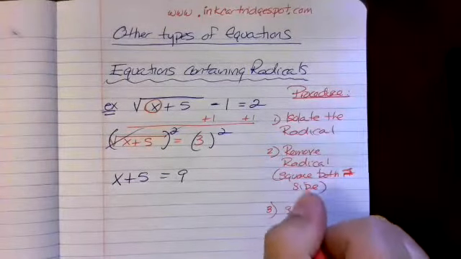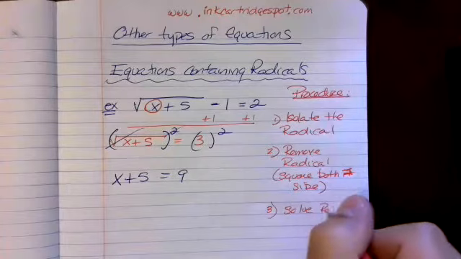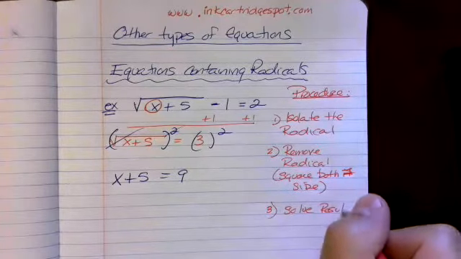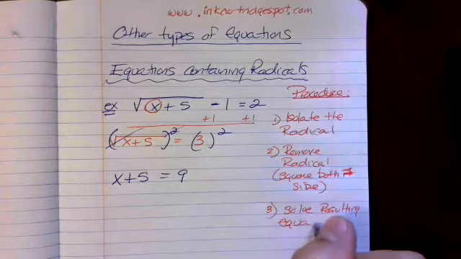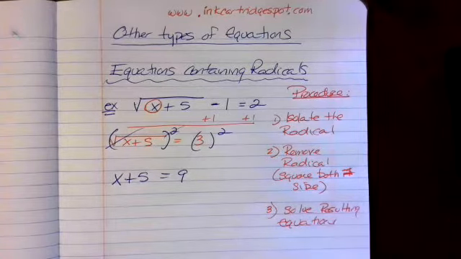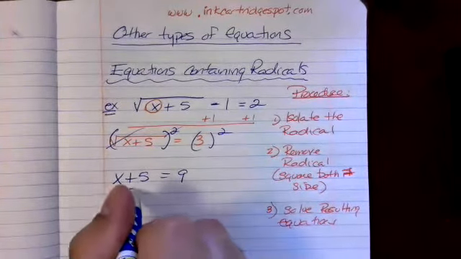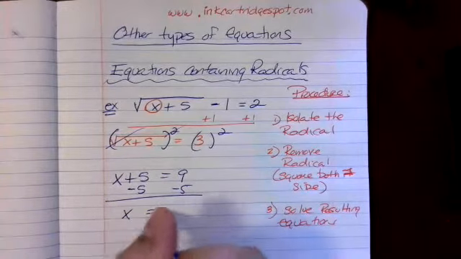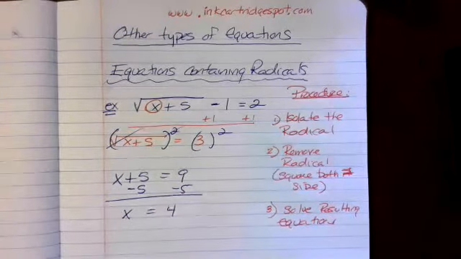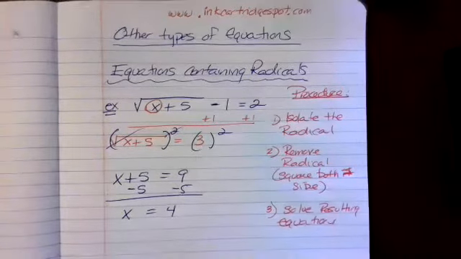And then I could solve the resulting equation. I want to get x by itself, so I'm going to subtract 5 from both sides. I get x is equal to 4. X is equal to 4 is what x is equal to.